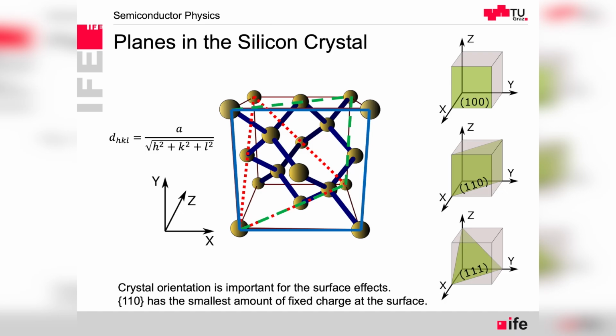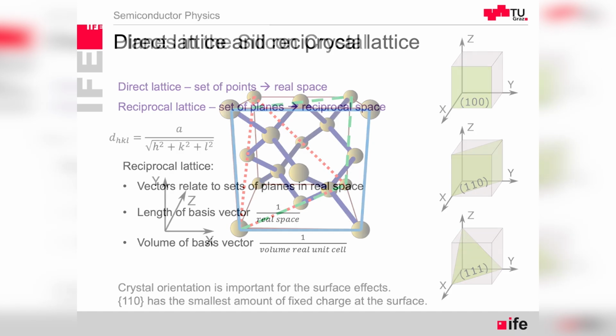So the fixed charge, which is then the source of noise in a MOSFET transistor, is one of the properties, but there are other properties, also technological, because in different directions the dopant atoms will propagate through the structure differently, and the doping profiles will also be different. So that's one of the reasons why it's important to talk about and understand these planes in the silicon crystal.